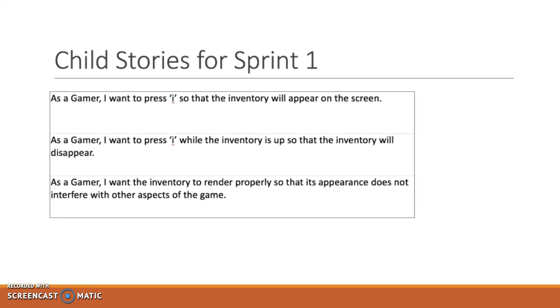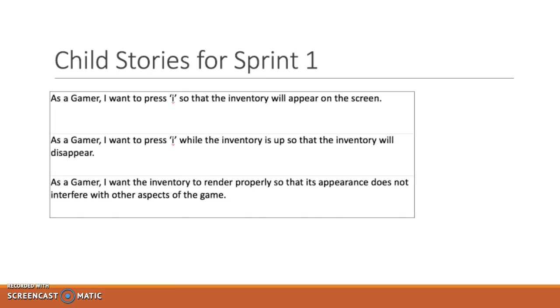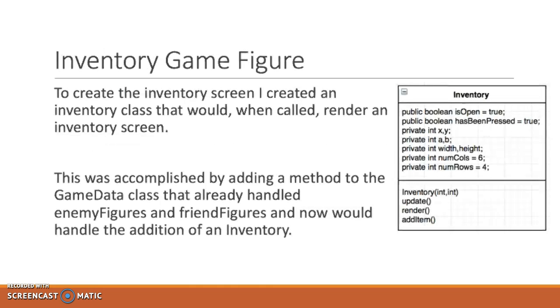So these were my child stories for Sprint 1. As a gamer, I wanted to press I and the inventory would appear on the screen. As a gamer, I want to press I so the inventory will disappear. And as a gamer, I want the inventory to render properly so it does not interfere with other aspects of the game. So I'm going to go back one slide real quick. This UML diagram shows all the groundwork I laid, but it has nothing to do with these first child stories. So the first child story was actually completed by doing an inventory class.